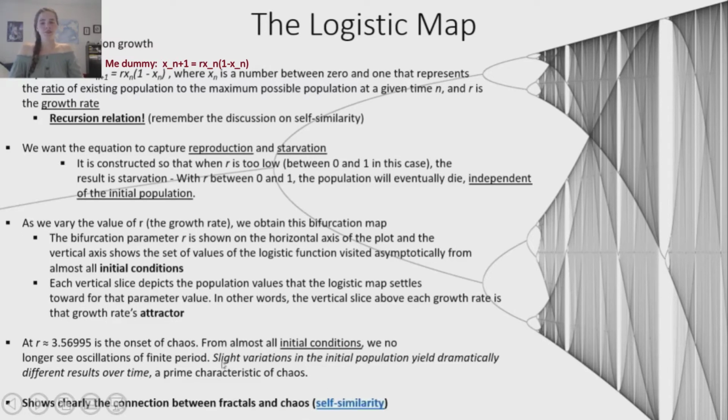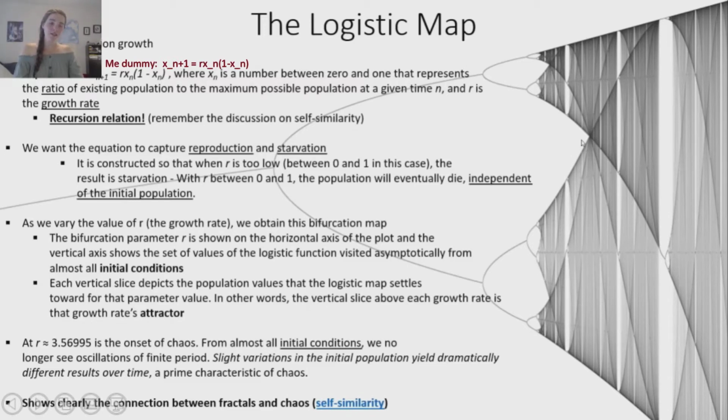To me, this shows clearly the connection between fractals and chaos, and I'll show you. So right around here is the onset of chaos, right? And that happens after a bunch of oscillations between two values, the 2-point attractor, the 4-point attractor, and then it's chaos, it's everywhere. And if you change the initial condition slightly, you'll get completely different values for the function.